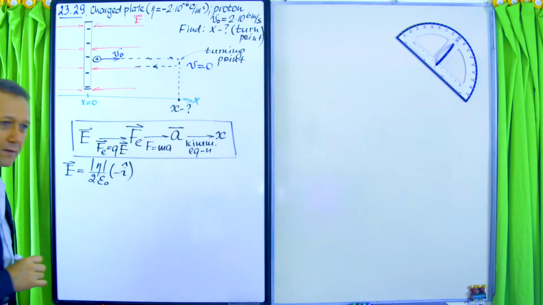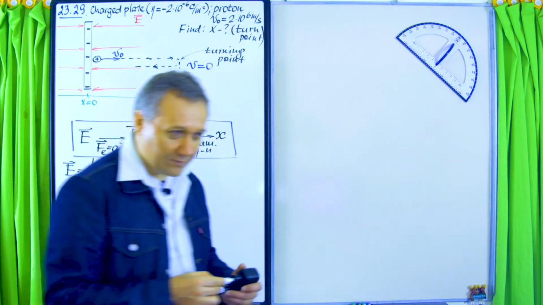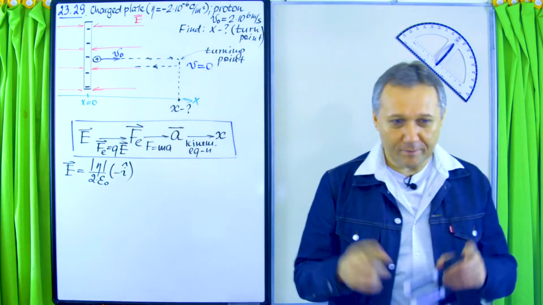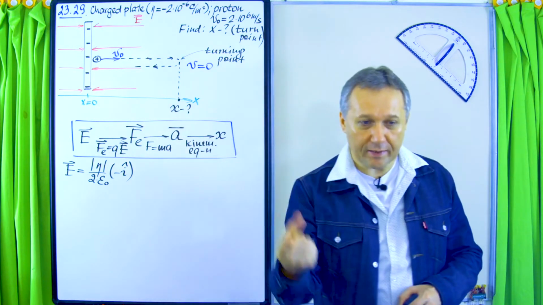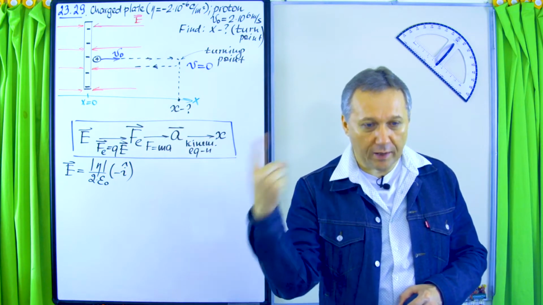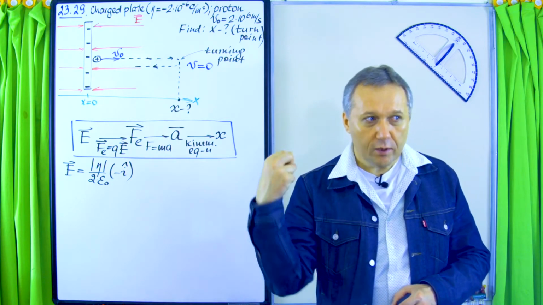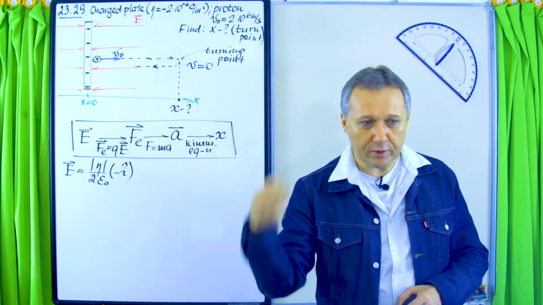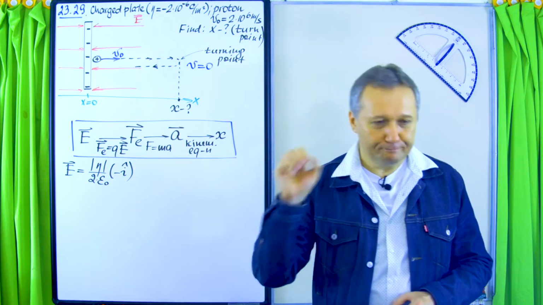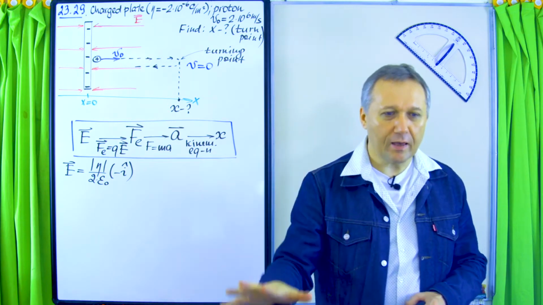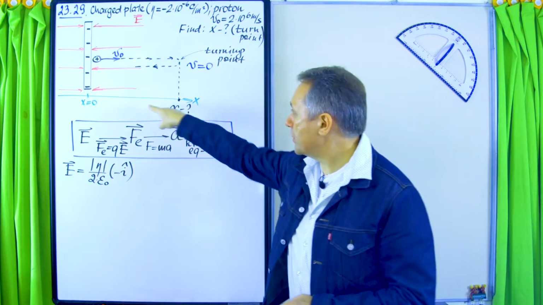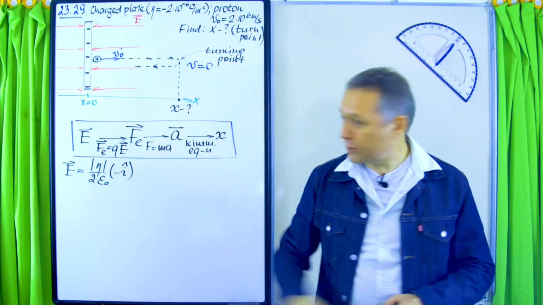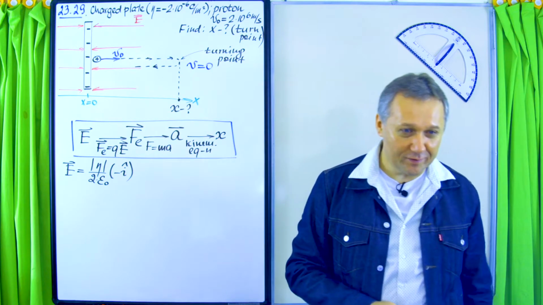You remember i hat? It's a unit vector which has a length of 1, pointing in the positive x direction. You remember i hat, j hat, k hat: i hat for x direction, j hat for positive y direction, and k hat for positive z direction. So this i hat points in the positive x direction. So I can write my electric field like this.